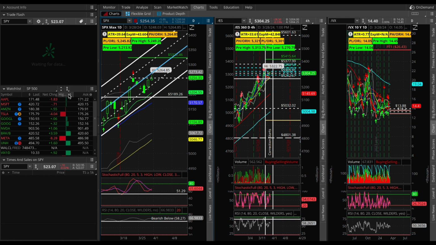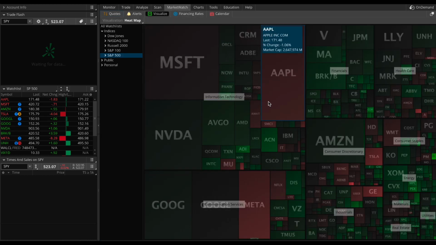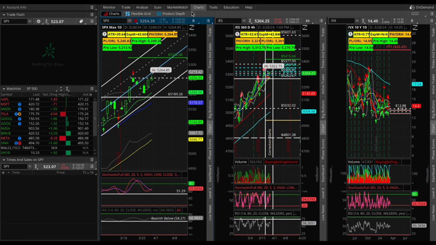Okay, and then I have the net change right here, and I have the high low right here. So that basically shows me the money that's flowing in and out of each of those stocks. Okay, so all I have to do is look over here. Instead of going way over here, saving myself time and looking at each sector, I can look right here and see exactly what's going on.